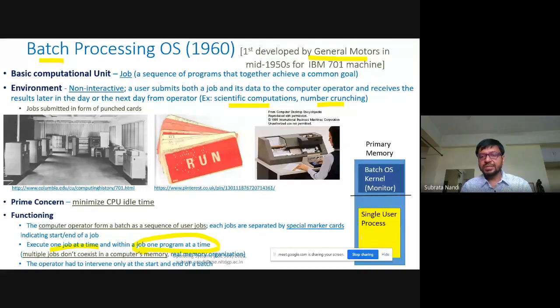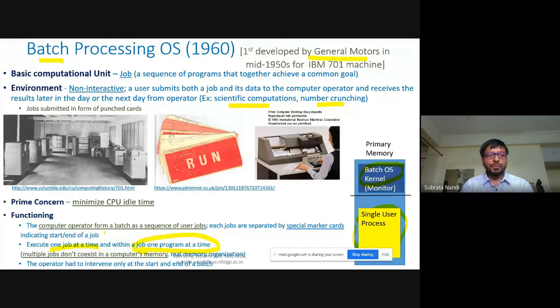So a single user process is here, and it shares some space with the batch OS kernel, which is better known as the monitor. The basic idea was that, one by one, a particular program within a job within a batch is loaded. When it is loaded, until it gets completed, the next program of the job cannot be loaded. So that's a kind of problem, and that was the best thing that people would have expected.